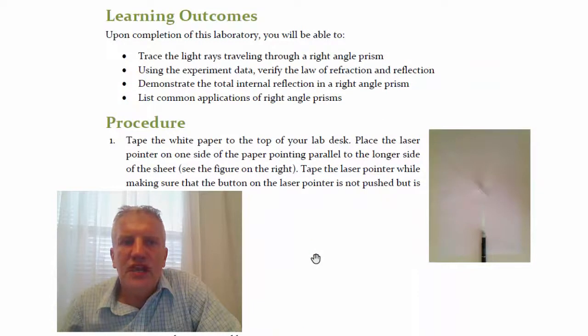There are a few learning outcomes for this lab. First, we are going to learn how to trace the light rays that are traveling through a prism. And then we are also going to verify the law of refraction and the law of reflection. We are going to demonstrate the total internal reflection in a right angle prism, and finally learn more about this important optical component that's being used in photonics.